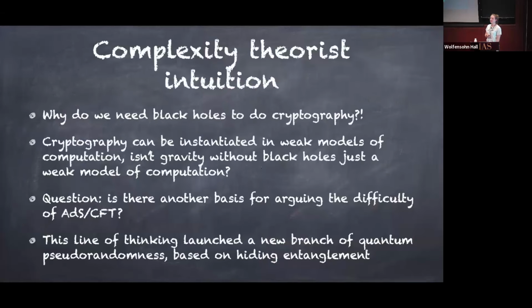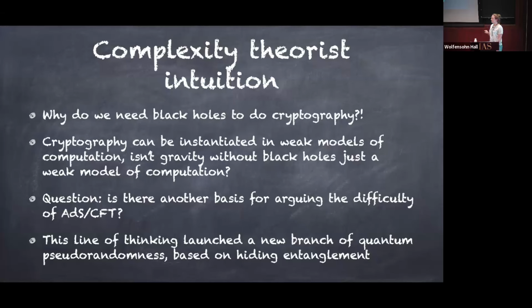Okay, so the complexity theorist's intuition to this is, why should we need black holes to do cryptography? Pseudo-random states are a very weak primitive for quantum cryptography. So it seems strange that we can't do them without black holes. We know that you can instantiate cryptography with weak models of computation. So using log-log depth circuits, you can instantiate cryptography. And can't you just think of gravity without black holes as a weak model of computation? Why should that prevent you from doing cryptography?